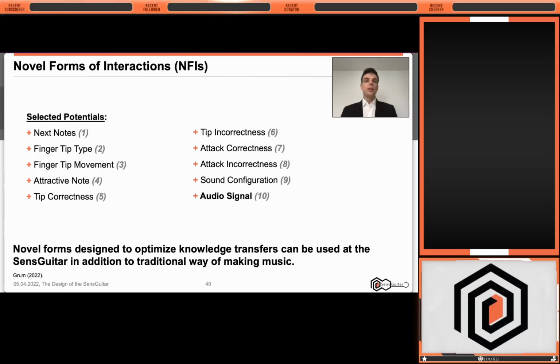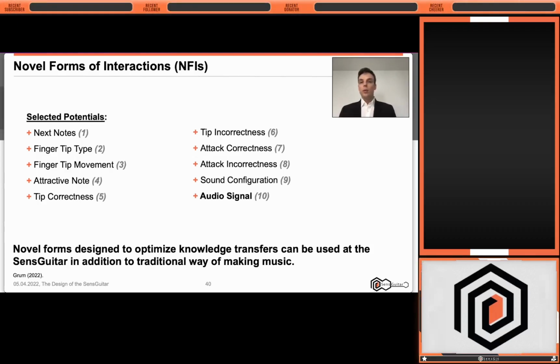10th, audio signal. This novel form of interaction refers to the audio-based interactions that are realized because of acoustic signals. These can be inserted via microphone and made audible via speakers thereafter. For instance, here a teacher's remote feedback is inserted via microphone, sent through the internet and made audible via the amp connected to the local SensGuitar.